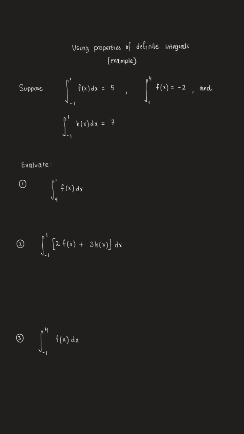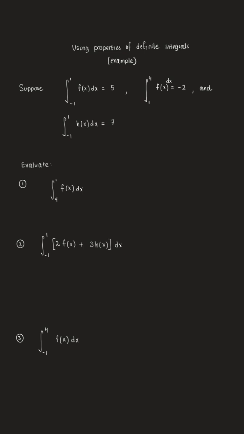Okay, in this video, we're just going to consider one example so that we can start using some of the properties of definite integrals. Here, we have been given some integral values. The first one is that the integral from -1 to 1 of f of x dx has a value of 5. The integral from 1 to 4 of f of x dx has a value of -2. And the integral from -1 to 1 of h of x dx has a value of 7. The first thing that we want to evaluate is the integral from 4 to 1.